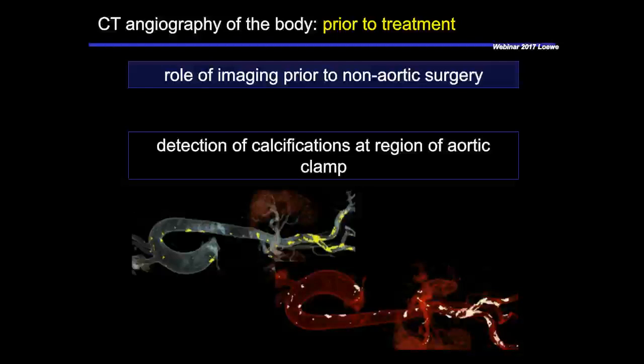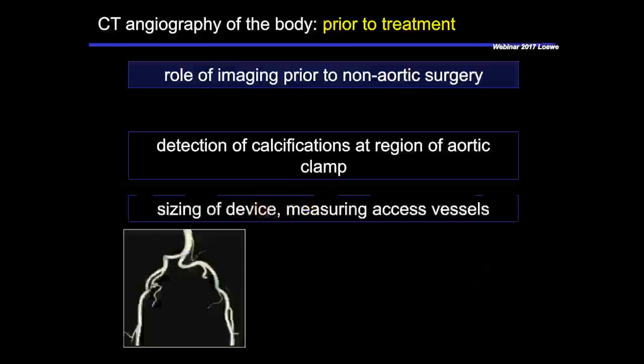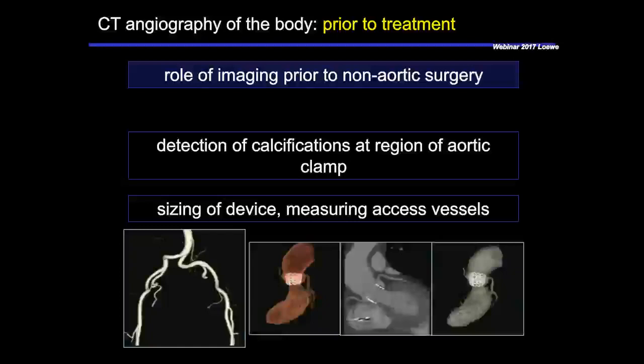However, maybe even more important is the assessment of the access vessel diameter and then the sizing of the future device in case of minimal invasive aortic valve repair or minimal invasive mitral valve repair. And there are really fantastic new tools available in minimally invasive cardiac surgery. And CT plays a very important role in the planning for that.